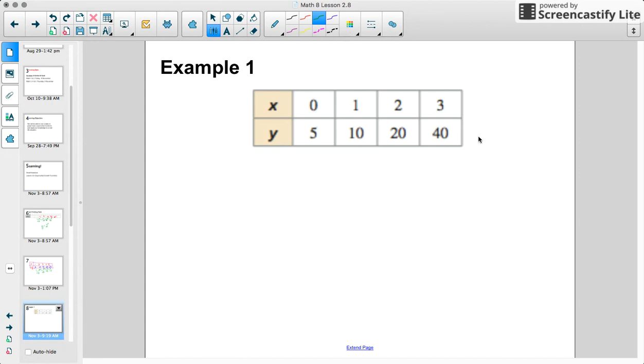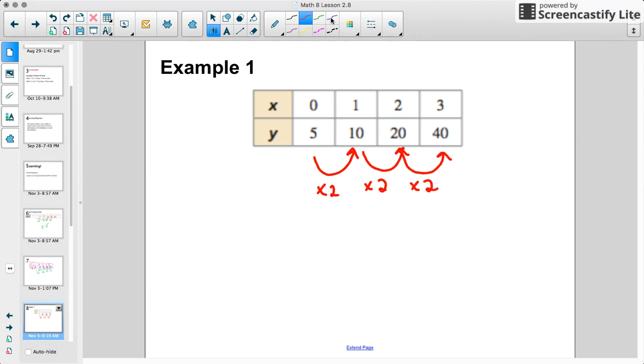So pause the video and write this down. What we're going to look at is you always, always, always need to look at the change in the y values. So if I see what's happening here, I notice that each time I'm multiplying by 2.